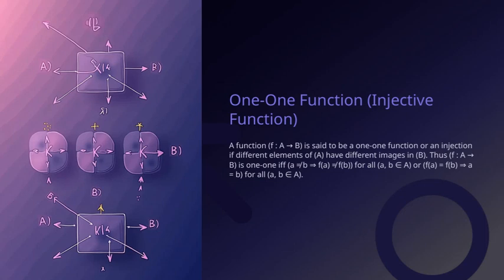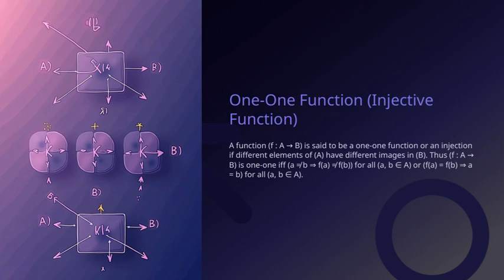Let's talk about what it means for a function to be 1-1, or an injection. When we say a function f: A → B is 1-1, we're saying that different elements in the domain set A must map to different elements in the codomain set B. In other words, if you pick any two elements a and b in A, and they are not the same, then their images under the function, f(a) and f(b), must also be different.